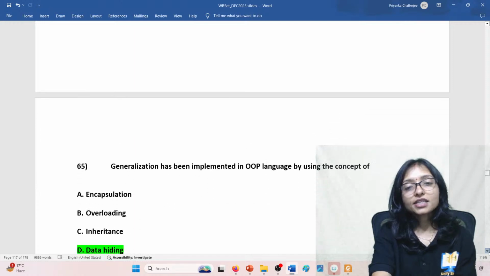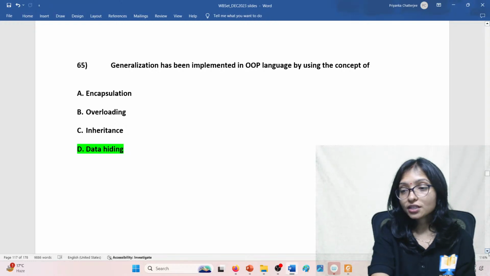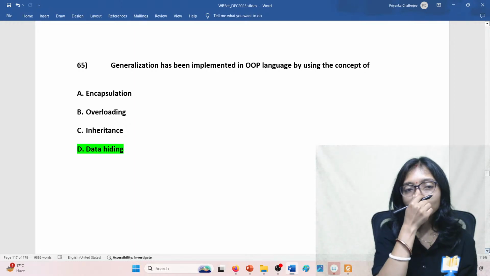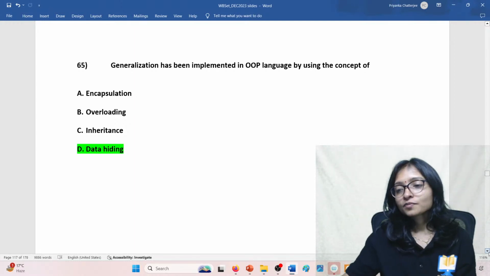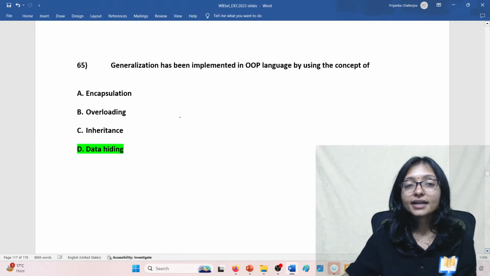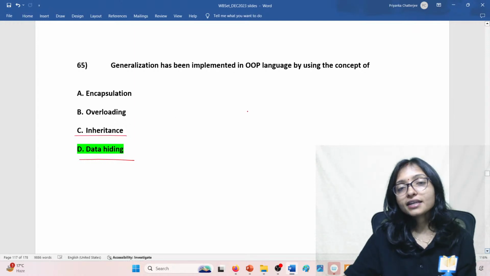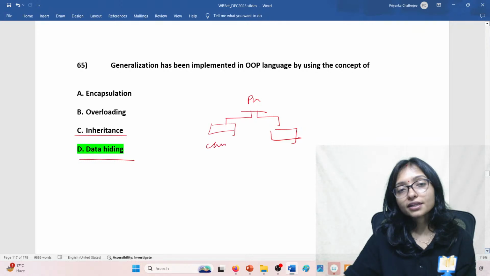Here, generalization and specialization. Generalization is particular to general. Generalization is what? Particular to general, right? Generalization is coming through inheritance. Data hiding is abstraction. Here inheritance is actually particular to general. Inheritance means here is the parent, here is the child.